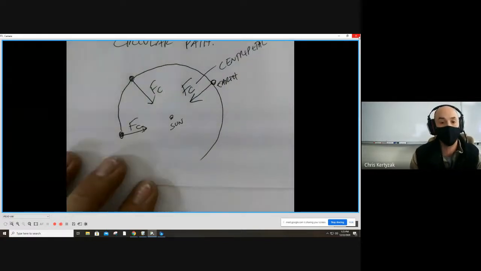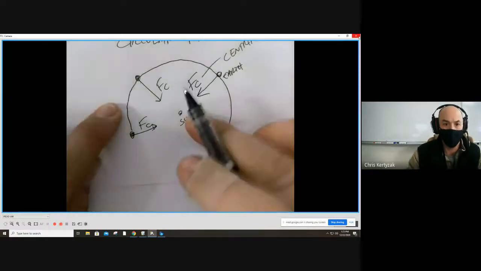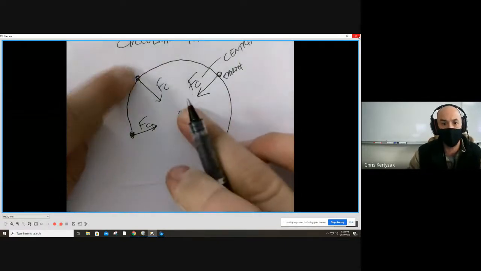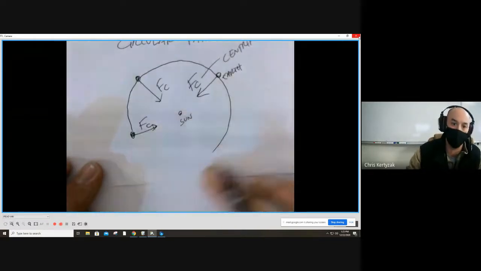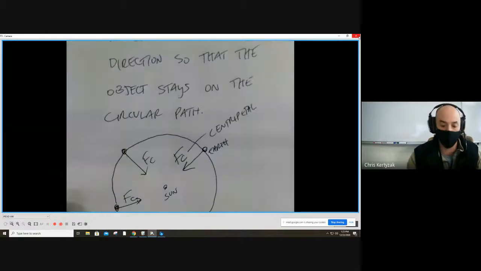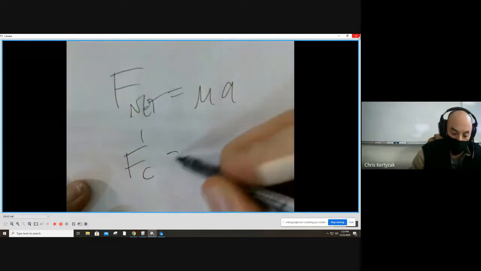Yeah, exactly. Totally. And if the sun vanishes when the planet's here, it just goes off in a straight line. You need that inward tug to stay along this path. It's called centripetal force. The nice thing is that since Isaac Newton already said, hey, I already figured this out for linear motion, then the centripetal force formula must be the same.